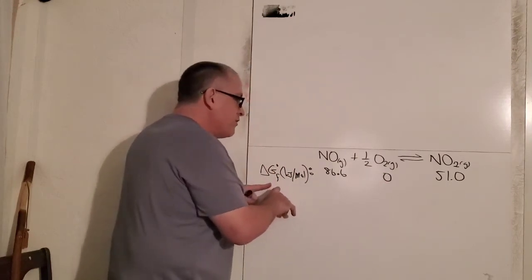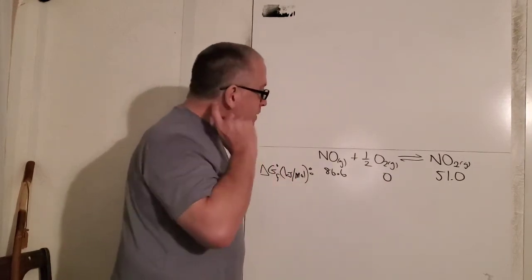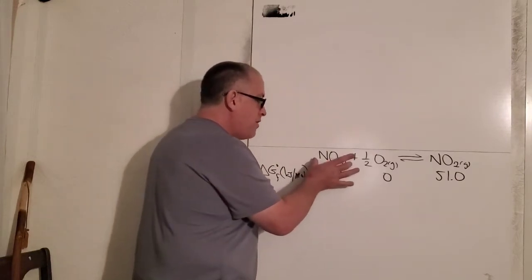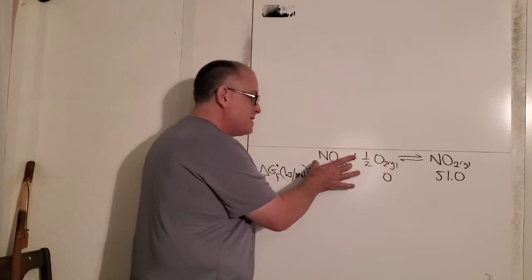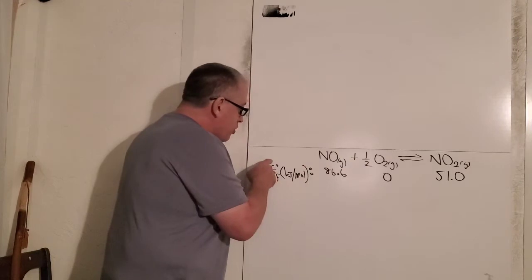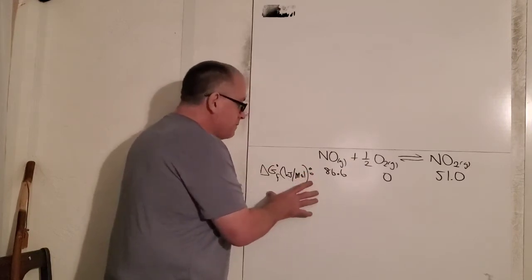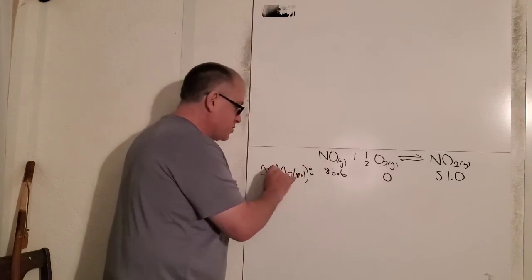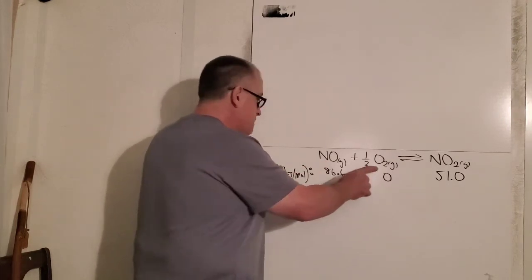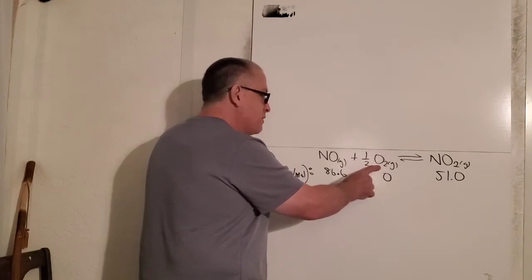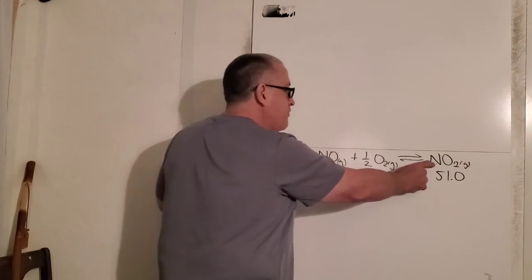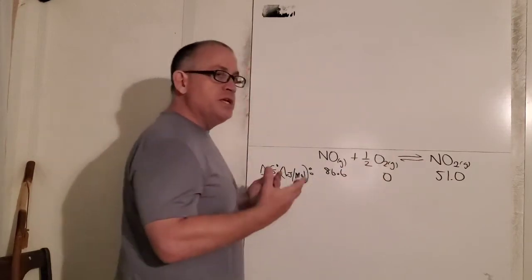The Gibbs free energy of formation is just like the enthalpy of formation in Chem 1A. It's the Gibbs free energy of forming 1 mole of this from its elements. And this little circle here means the Gibbs free energy of formation of this under standard conditions.